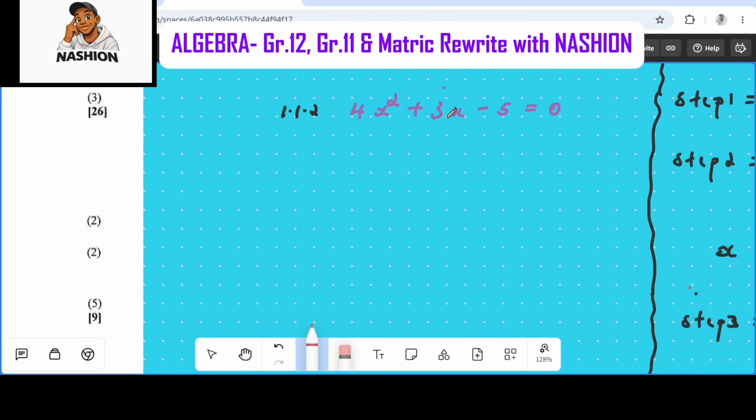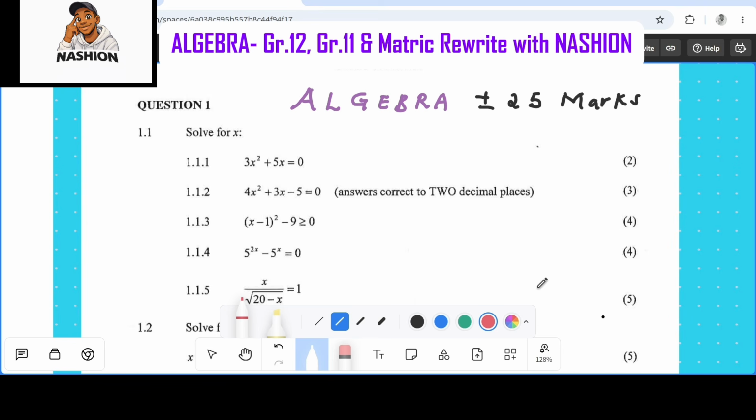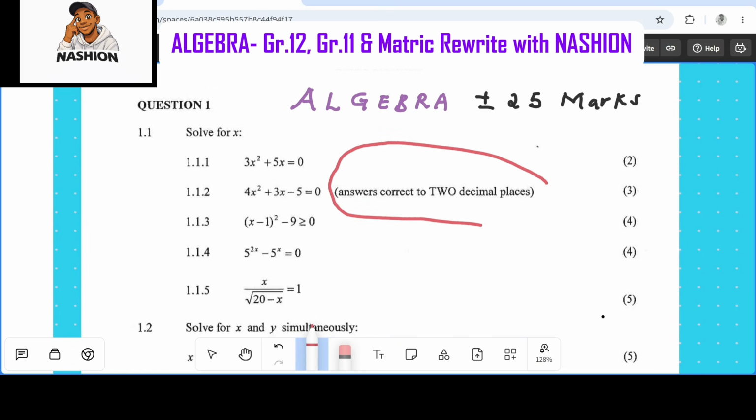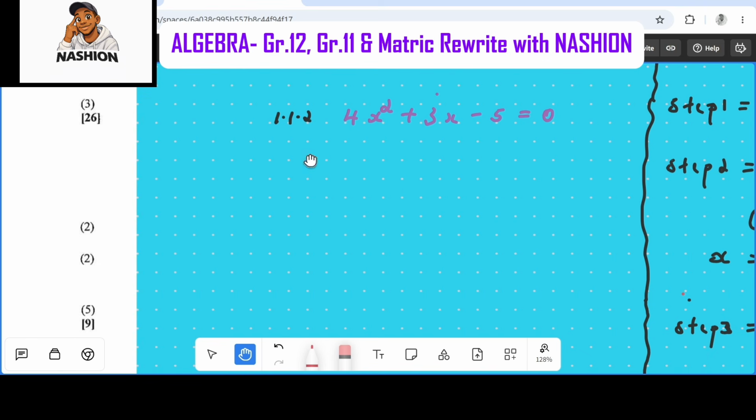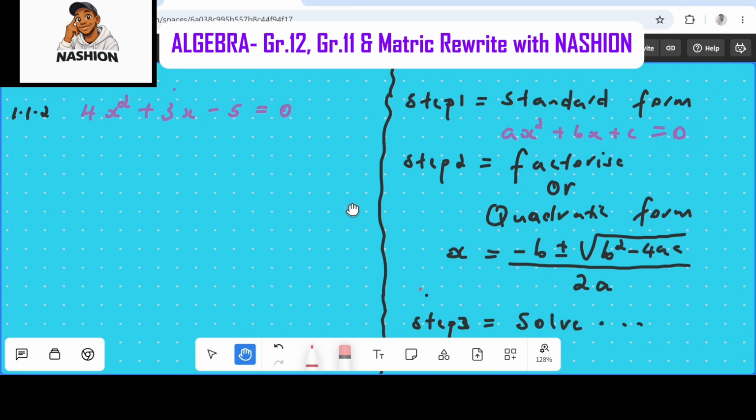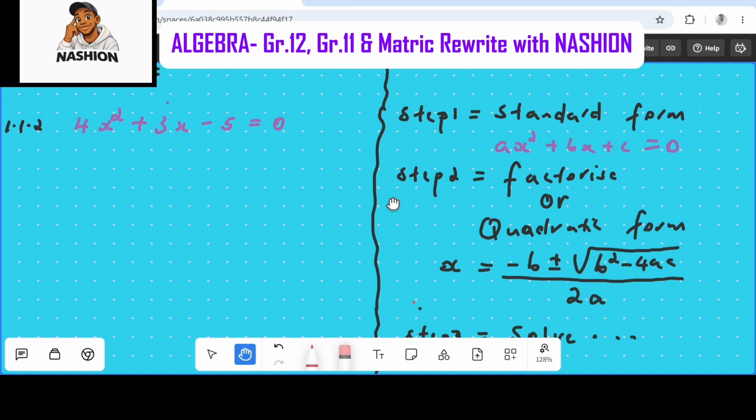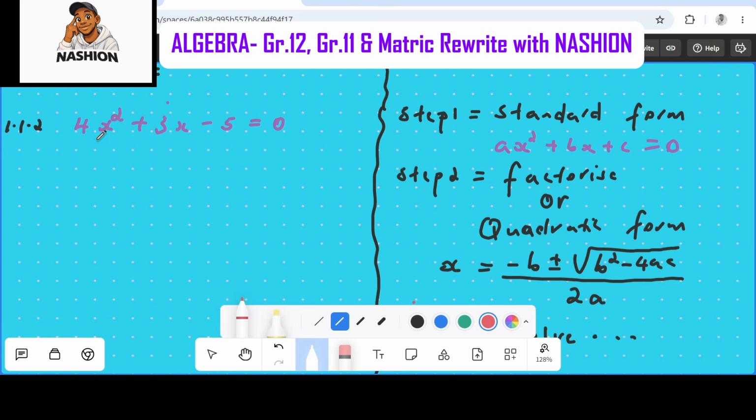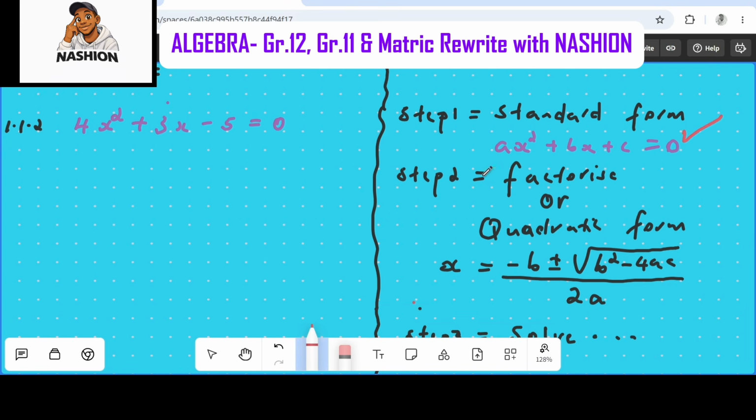4x squared plus 3x minus 5 is equal to 0. And in the question, they are saying solve for x correct to 2 decimal places. Whenever they say correct to 2 decimal places, they are suggesting we may use the quadratic formula. Let's go. Remember the process. How do we start? Standard form. So we check whether our equation here is already in standard form. And in this case, it's definitely in standard form.